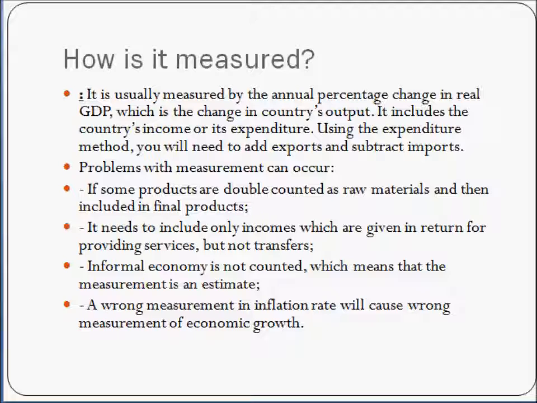Problems with measurement can occur if some products are double counted as raw materials and then included in final products. It needs to include only incomes which are given in return for providing services, but not transfers. The informal economy is not counted, which means that the measurement is an estimate. A wrong measurement of the inflation rate will cause a wrong measurement of economic growth.